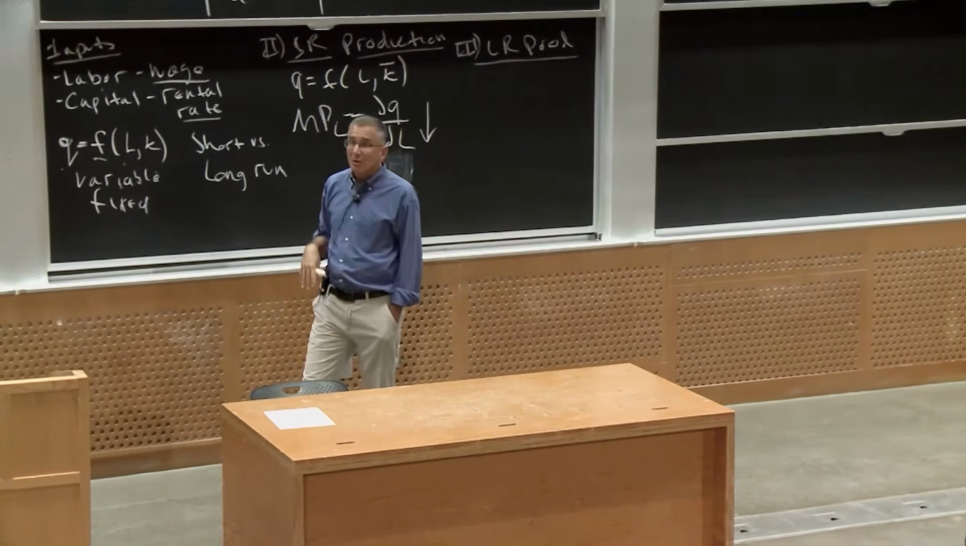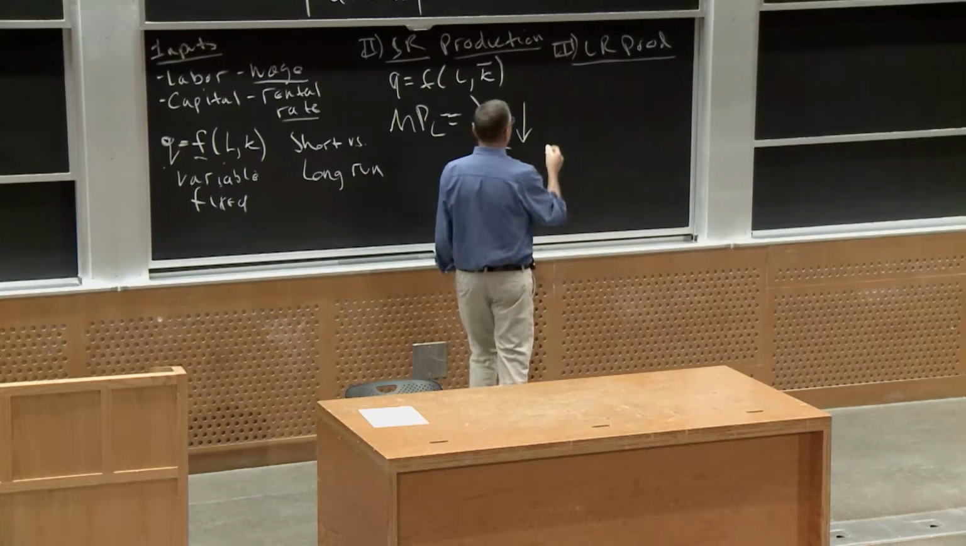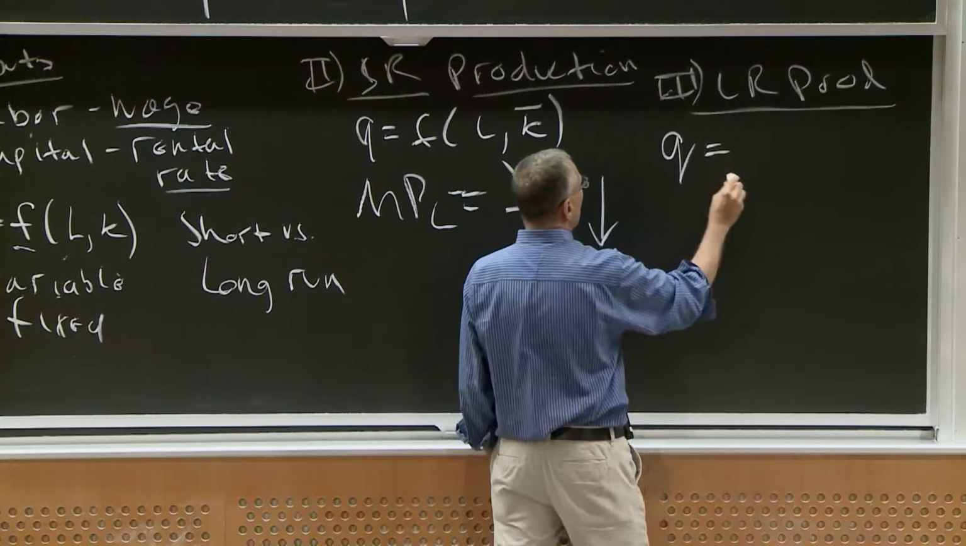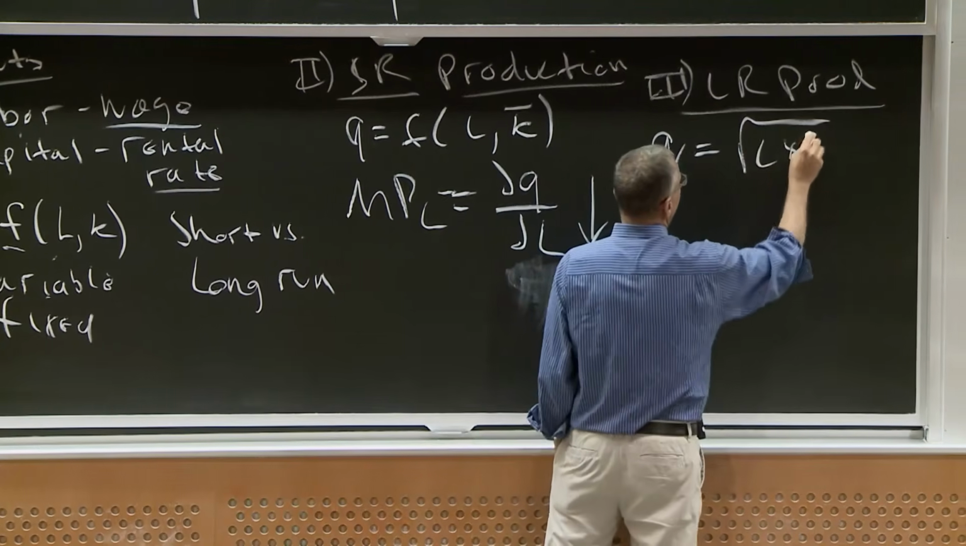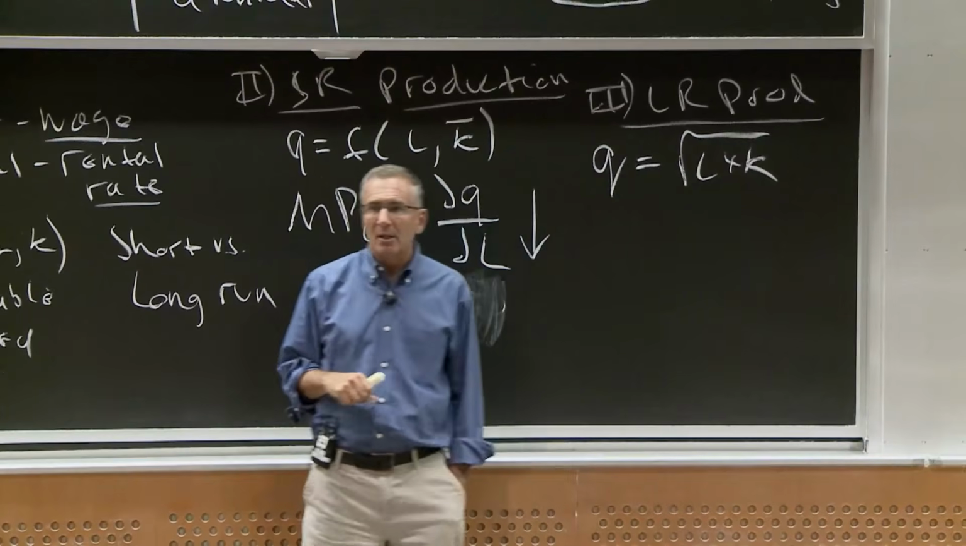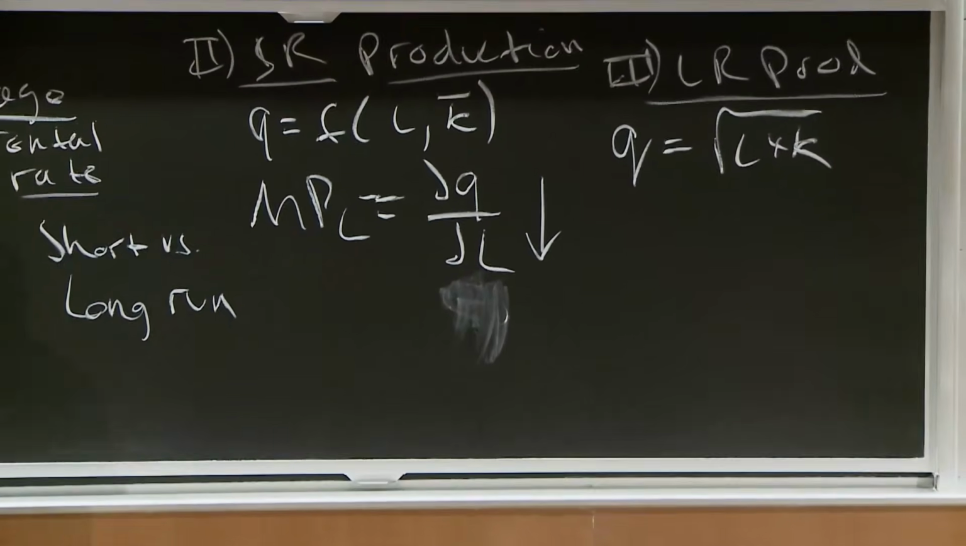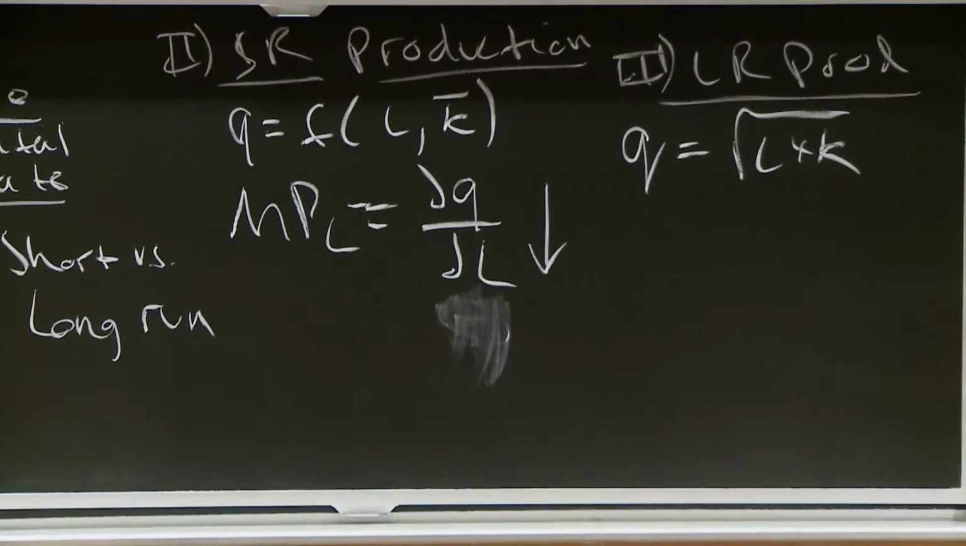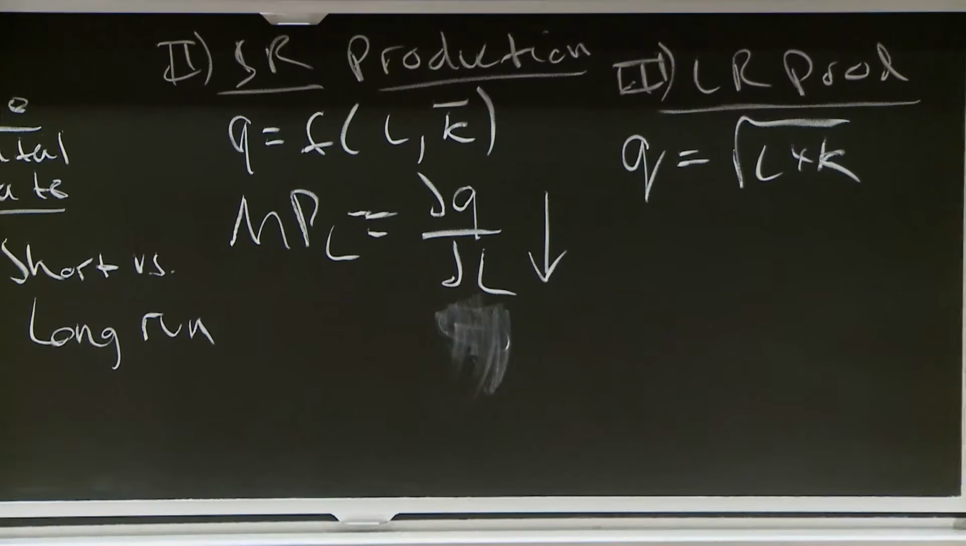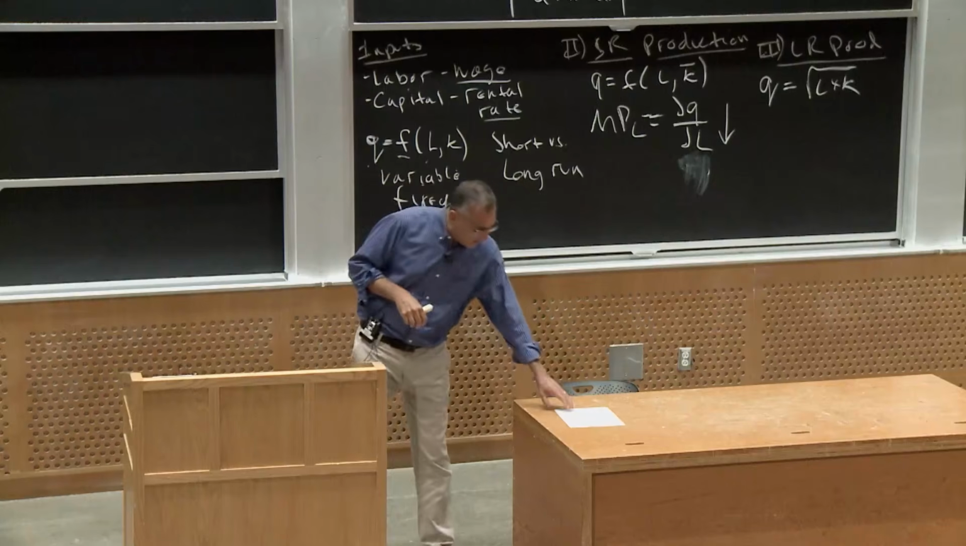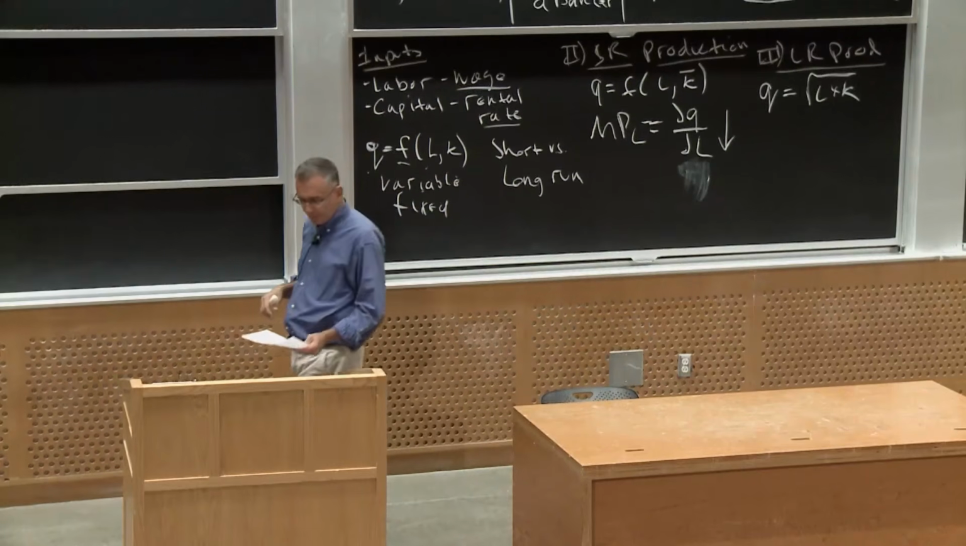And guess what? We're going to choose a familiar form for the production function. Let's assume Q equals the square root of L times K, a familiar form. But once again, a useful form in this context, just as it was in consumer theory. And let's go to figure 5.1.